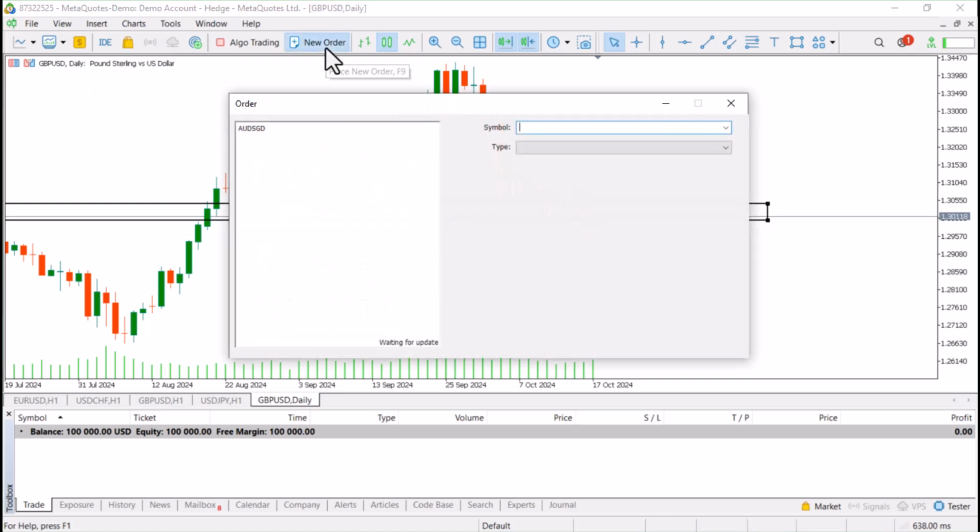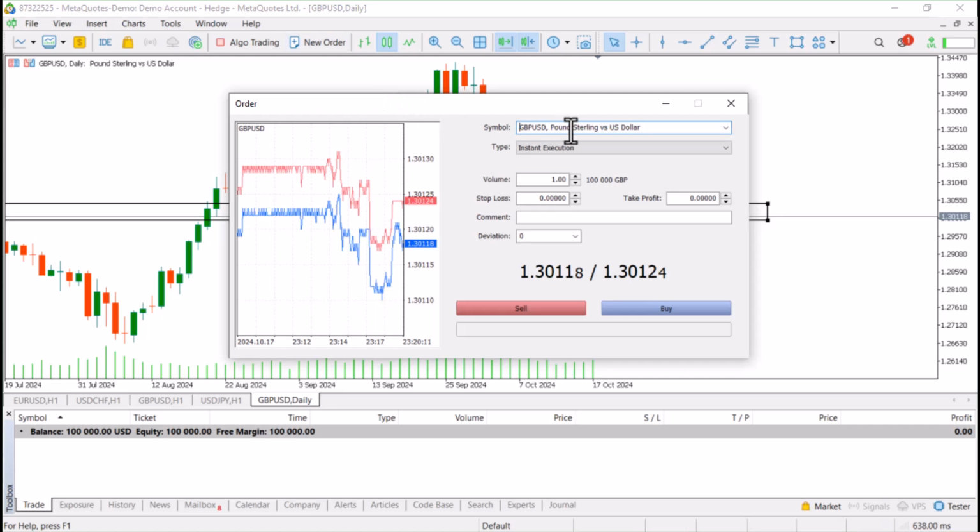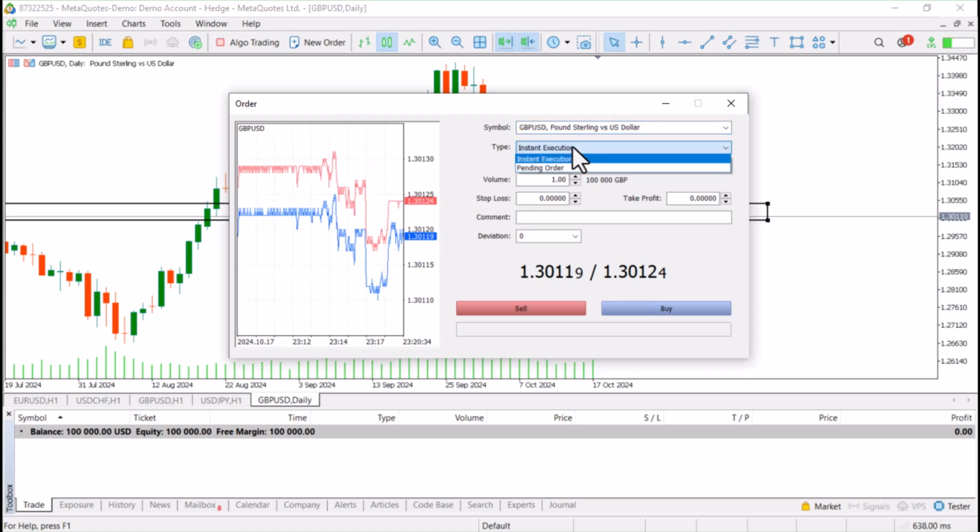Click on your new order. The first thing you do is check your symbol. Is your symbol corresponding to what you have on your chart, or the asset you want to trade? Once it corresponds, the next thing you move on to is type. Under this type right there, you select different types of market execution. We have the instant execution or the pending order execution.